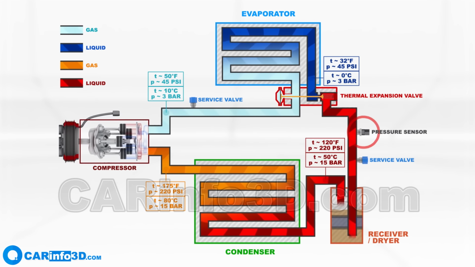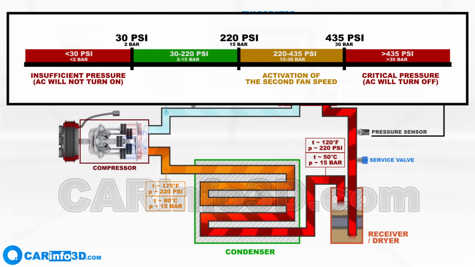The pressure sensor prevents the air conditioner from turning on when the pressure is too low to protect the system. It can also increase the fan speed if the pressure rises, and cut off the air conditioner if the pressure becomes critical. It is only one conceivable method for AC operation that makes use of pressure sensor data.